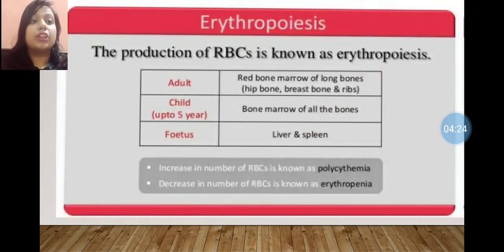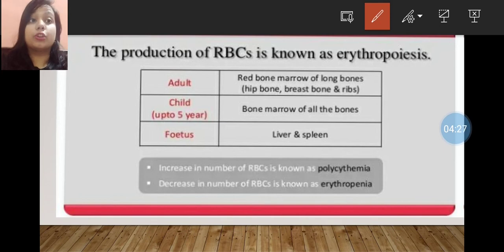Now, erythropoiesis. What is erythropoiesis? Erythro means RBC, and poiesis means production. So, the production of RBC is called erythropoiesis. RBC's other name is erythrocyte. Now, what is the site of RBC production? In the fetus, it is the liver and spleen, and in a child, the bone marrow of the whole bone.